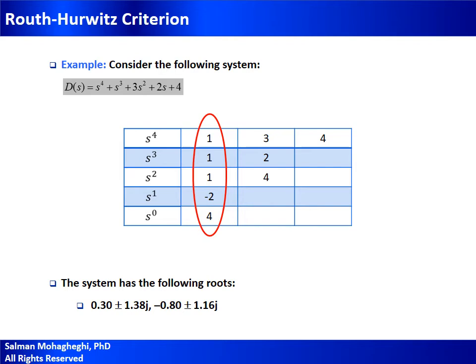Let's verify that using MATLAB. If I use MATLAB, I can find the roots of d of s, which would be 0.3 plus minus 1.38j, and negative 0.8 plus minus 1.16j. Obviously, one of these complex pairs has a negative real part and another one has a positive real part. So I have 2 complex poles with positive real parts, meaning 2 poles that could lead to instability. And that is also indicated by examining the first column of the Routh table.